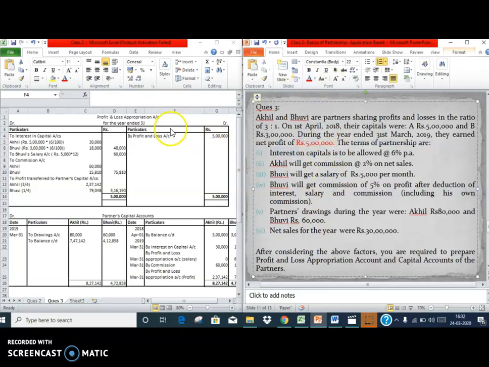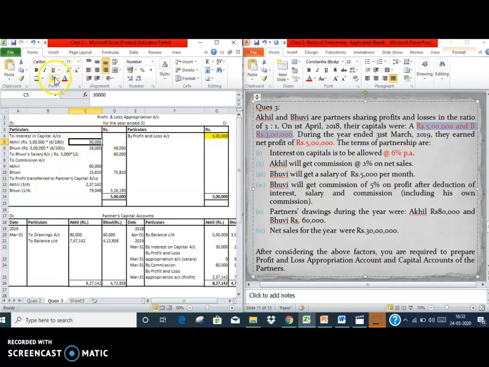So this is 5 lakh rupees and we have mentioned this amount over here as profit and loss, 5 lakh rupees. The next is interest on capitals, to be allowed at 6% per annum, and their capitals are 5 lakh and 3 lakh. So how will you calculate this? For Akhil it is 5 lakh into 6%. So the amount is 30,000. For Ruby it is 18,000. Clear? Now you have added these two items, so you are getting 48,000.